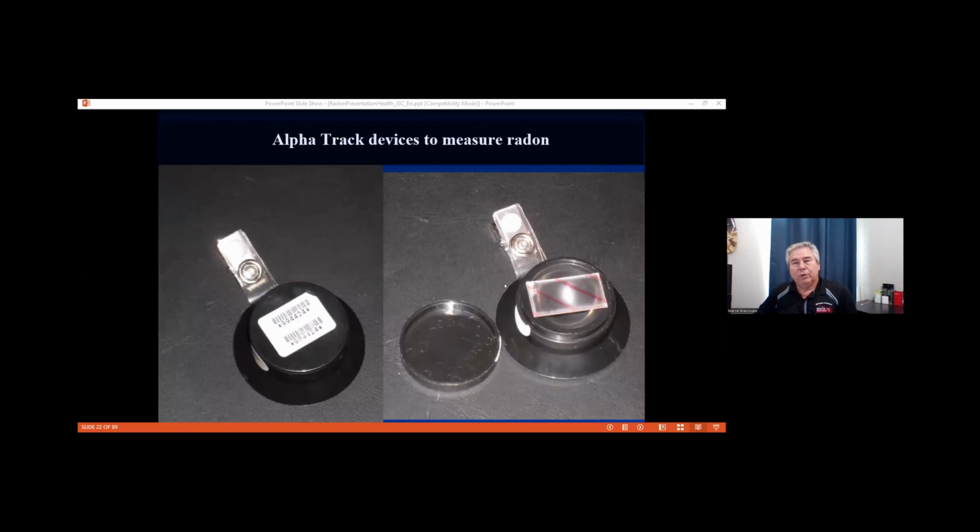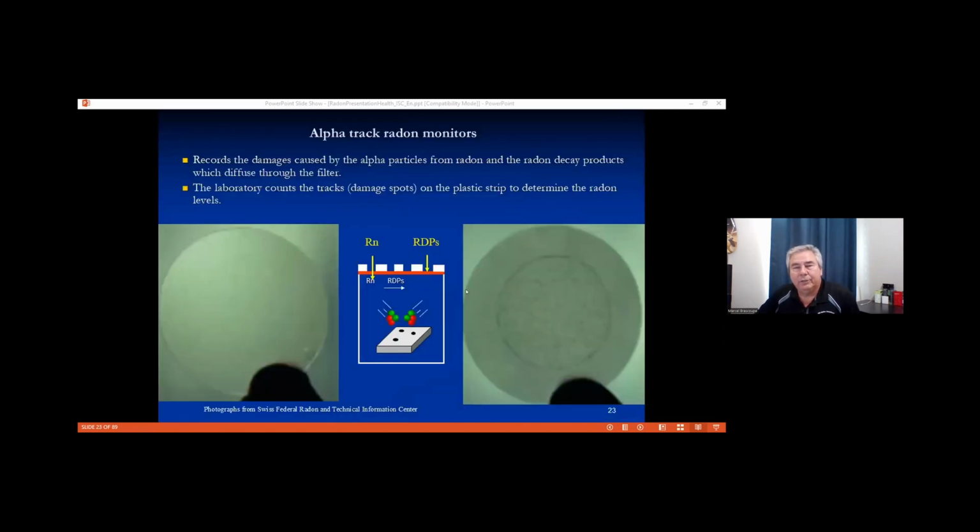So how this works here is essentially the radon is going to infiltrate into that chamber and it's going to disintegrate inside the chamber and it's going to release an alpha particle. The RDPs that are created will also be stuck inside that chamber, and the 2 poloniums will also release alpha particles. And those alpha particles, when they hit the plastic, they make a mark, a track on that plastic. That's why they call it an alpha track.